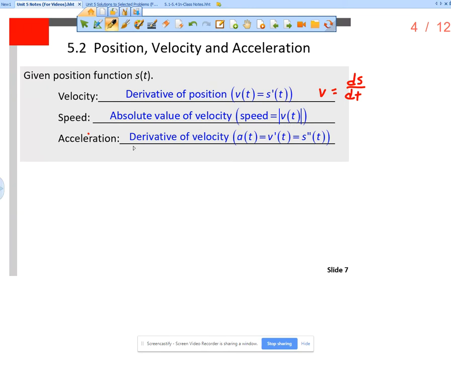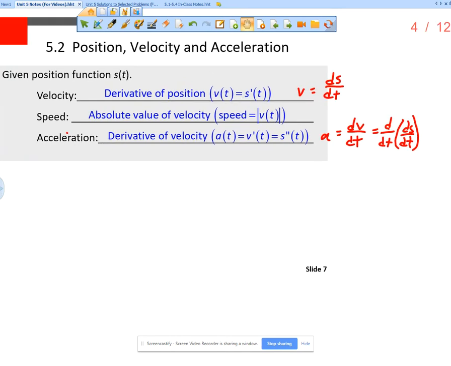All right. And then acceleration, of course, is the derivative of velocity, which means that a of t is v prime of t, which is also s double prime of t. But remember that a could be written as dv/dt, or it could be written as d/dt of ds/dt, which would be d squared s over dt squared. So we want to keep in mind what those different notations might mean.